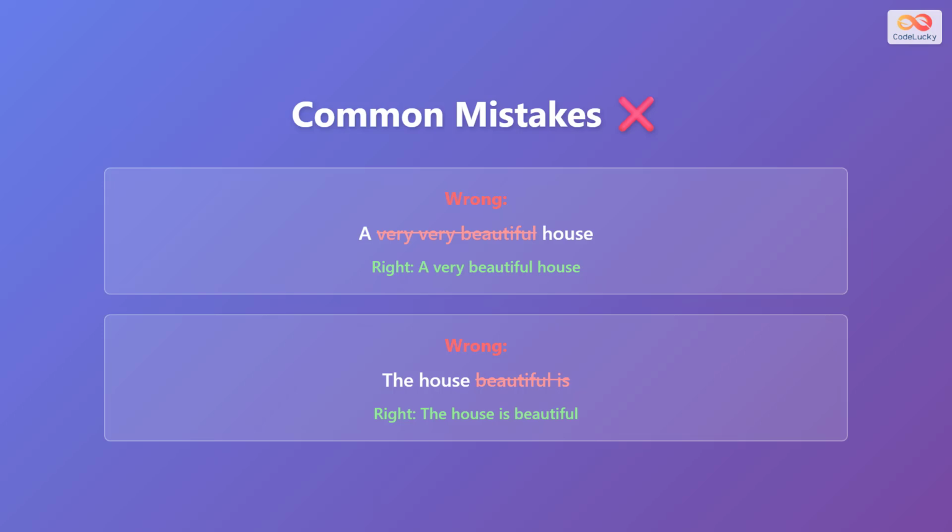Here are 2 common mistakes to avoid. First, do not repeat the same adjective many times. Instead of saying very, very beautiful house, just say very beautiful house. Second, remember that adjectives must come after linking verbs, not before the noun in that position. So we say the house is beautiful, not the house beautiful is. Learning these rules helps you write and speak English correctly.